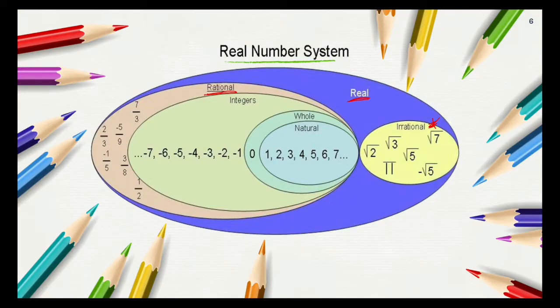Then we have the integers. Integers are negative and positive, so these negative numbers, 0, and whole numbers. Next, we have whole numbers. Whole numbers just include 0 and then the positive counting numbers. And then natural numbers are counting numbers: 1, 2, 3, 4, 5, and so on up to infinity.